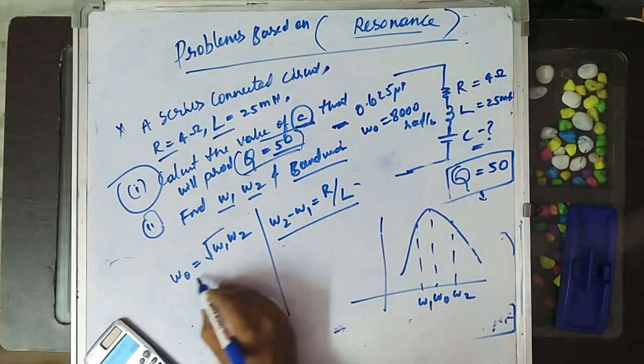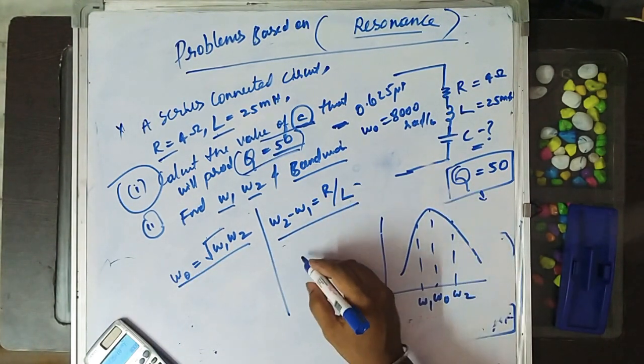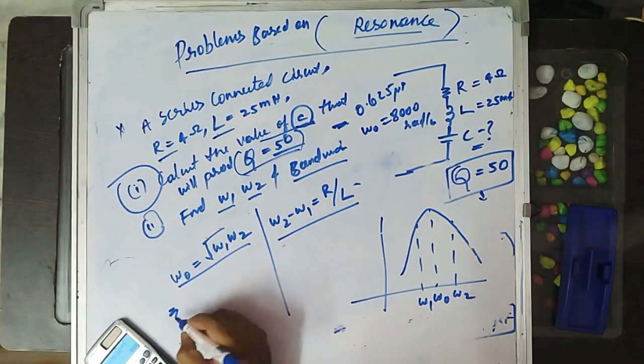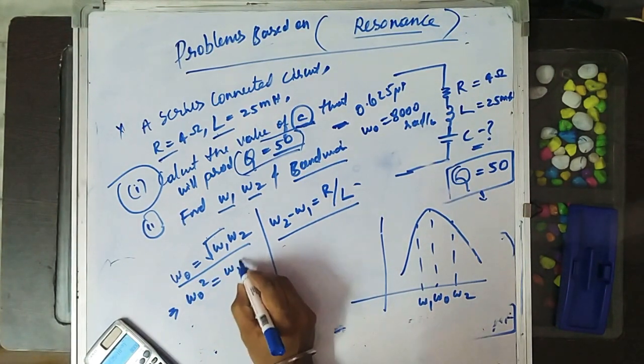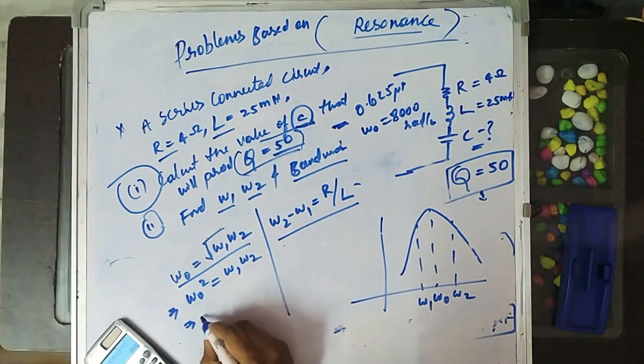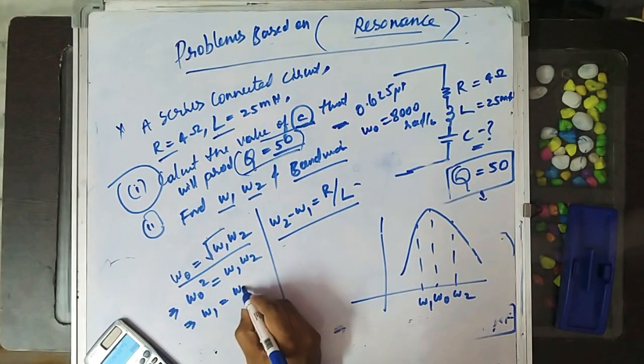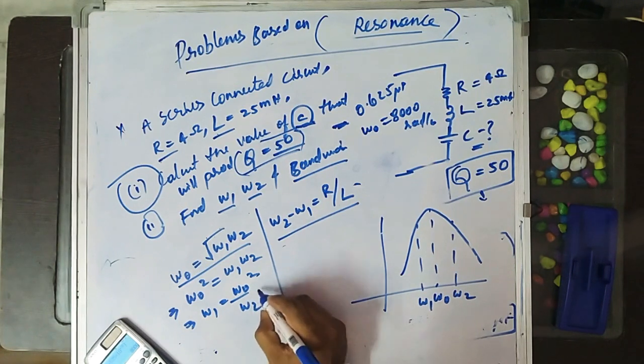I ask you to memorize these quantities. By this, what do you get? Omega naught square equals omega 1 into omega 2. So for getting omega 1, what do you know? Omega 1 equals omega naught square by omega 2. Substitute this value here.